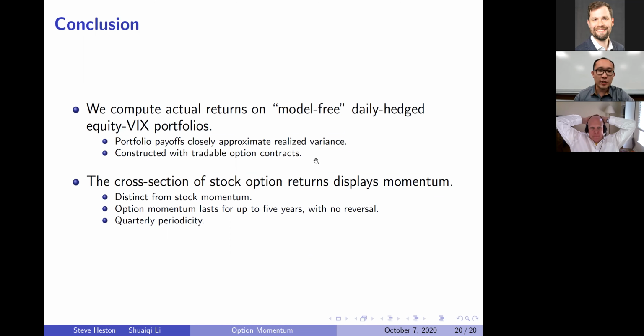After computing the VIX return for S&P 500 stocks, we find a cross-sectional momentum in the option market, which is different from the stock momentum. The option momentum lasts for up to 5 years, and there is no short or long-term return reversal. In addition, we find a quarterly periodicity, and this quarterly periodicity lasts for 5 years. It's different from the annual seasonality in the stock market.